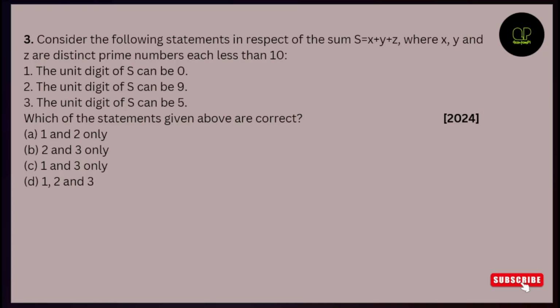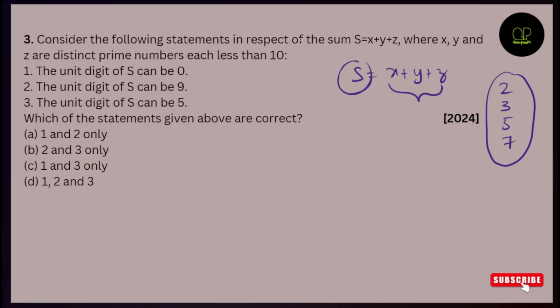That's fine. Now consider the following statement with respect to sum S, which is x plus y plus z, where x, y, z are distinct prime numbers, each less than 10. So the prime numbers less than 10 are 2, 3, 5, 7. That's it. So this sum S is a sum of any 3 of these 4 prime numbers. You have to pick any 3, so that would be your sum S.